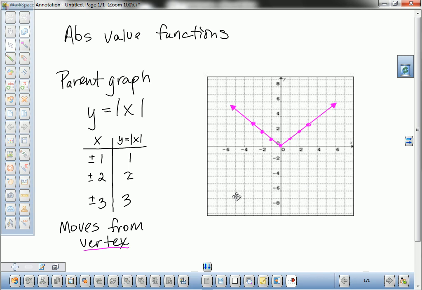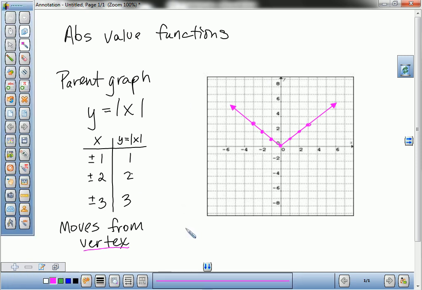Now, that makes our graph. That's it. So what we do is we take this graph and then we just kind of move it around. We transform it. And that is the new part you're going to look at today. How can we move this around? So let's do our characteristics of this graph, and then we'll start moving it around.